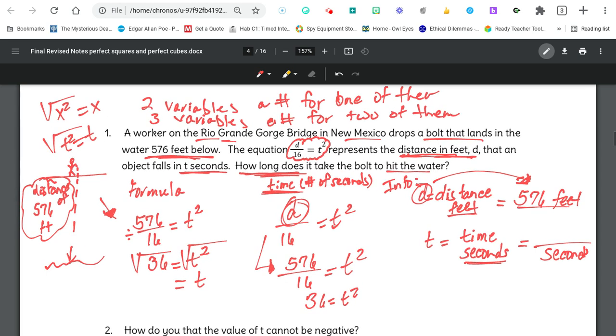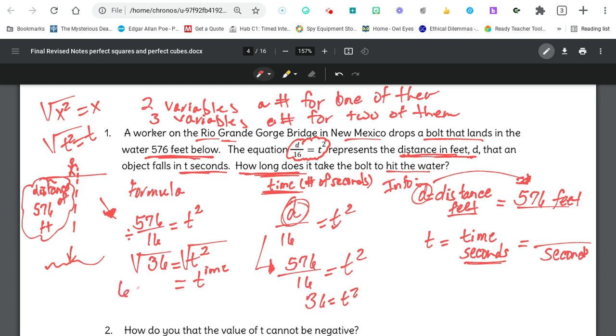Now, I didn't put the plus or minus in front of this, and I'll tell you why: time can't be negative. So if I'm solving for time, time cannot be negative, so it's pointless to put plus or minus in front of that square root symbol. I'm looking only for the principal or positive square root.